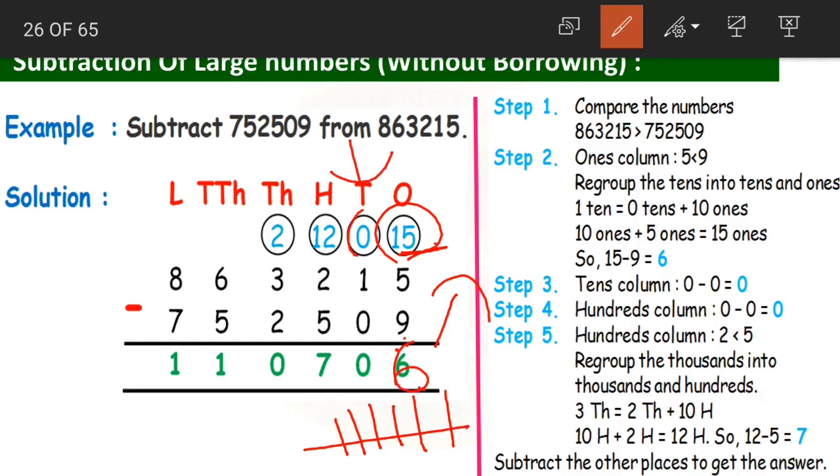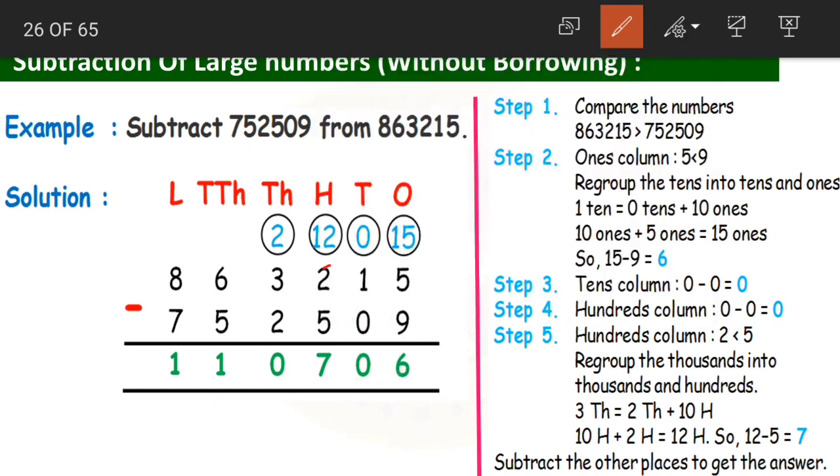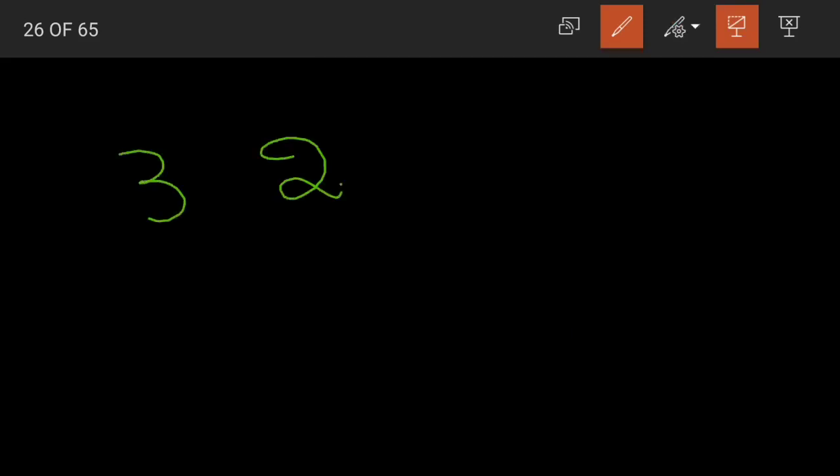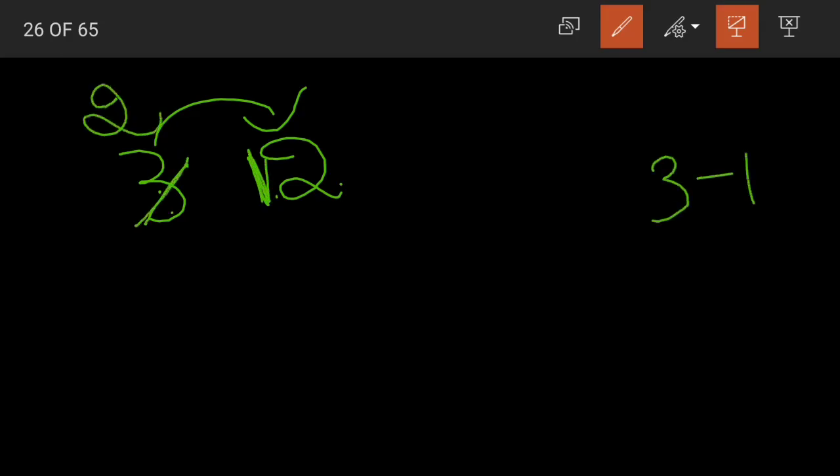Now moving to the tens place, 0 minus 0. What is 0 minus 0? 0 only, yes. 0 minus 0 is 0. Now coming to the hundreds place, 2 minus 5. Again, we cannot subtract 5 from 2. Yes, children. So we'll borrow from 3. See, 3, we are having 2 here. So we are borrowing 1 from 3. So 2 becomes 12 and 3 minus 1 becomes what? 2. So 3 becomes 2 and the 2 here becomes 12.